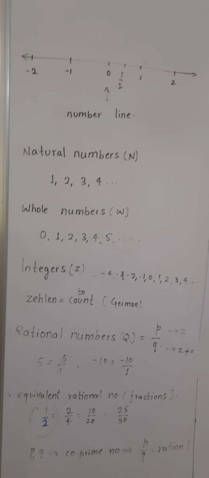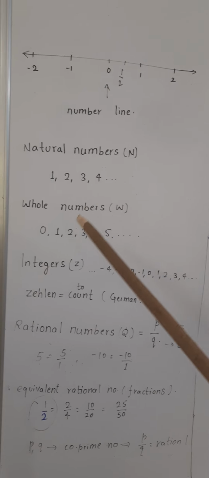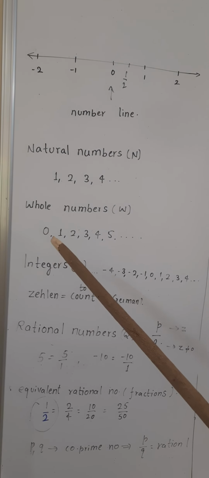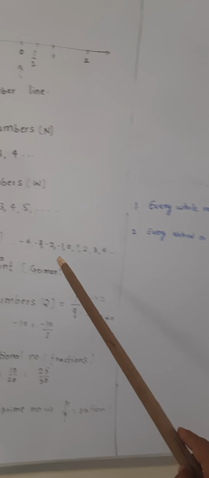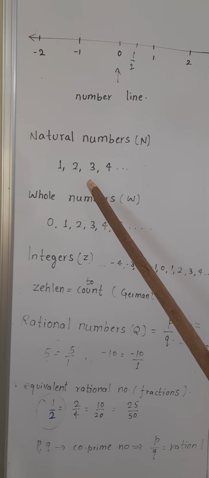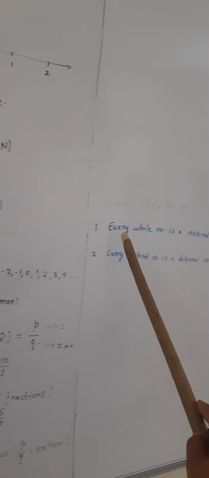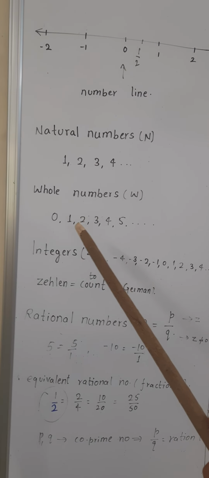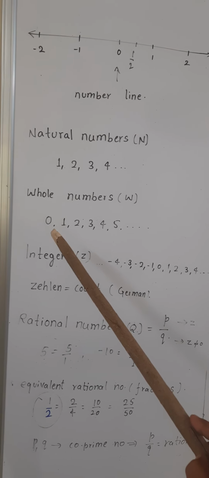So let's come to the question once again. Now it is clear: natural numbers are 1, 2 and so on. Whole numbers start from 0, then 1, 2 and so on. Now come to the question again. Every whole number is a natural number. Say, this is a whole number, 2. This is a natural number also, which means this is true. But it is saying every whole number. In the whole numbers, there is a number called 0, but 0 is not a natural number.